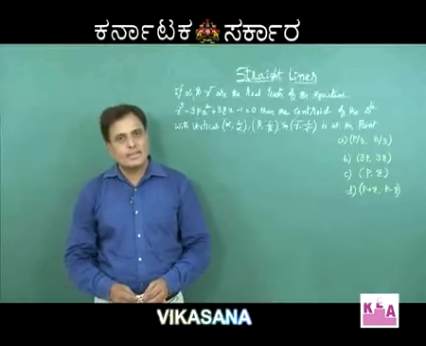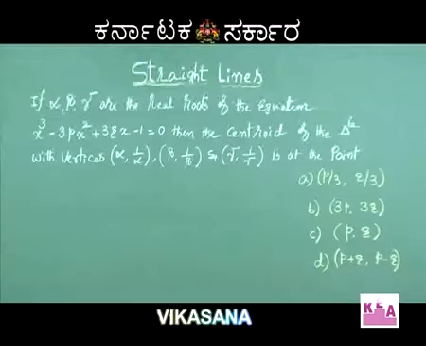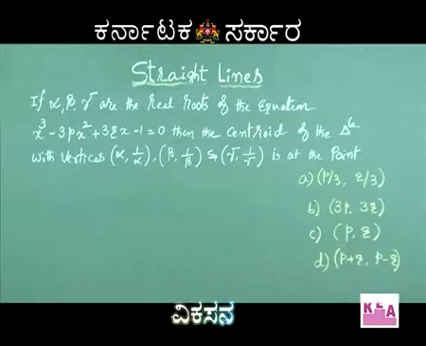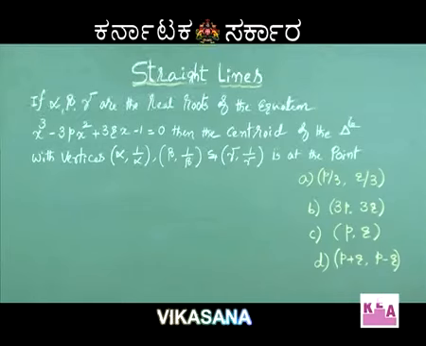Dear students, let us consider another example. Read the question carefully. If alpha, beta, gamma are the real roots of the equation x cube minus 3px square plus 3qx minus 1 is equal to 0, then the centroid of the triangle whose vertices are alpha, 1 by alpha; beta, 1 by beta; and gamma, 1 by gamma, is at the point. Options: A, p by 3, q by 3. B, 3p, 3q. C, p, q. D, p plus q, p minus q.